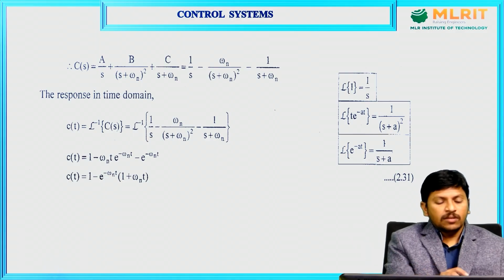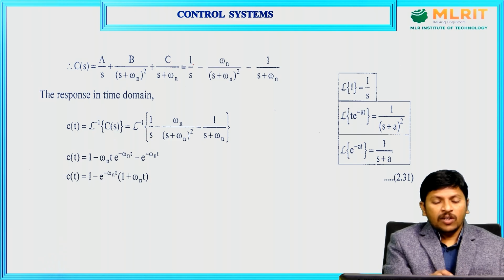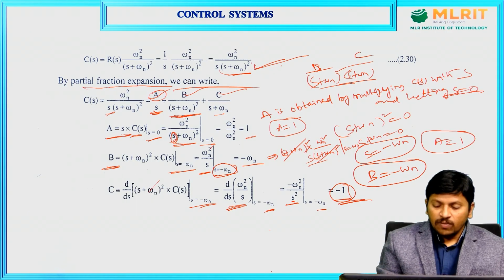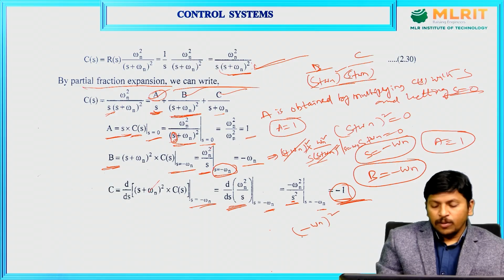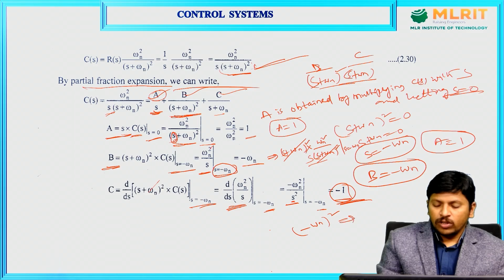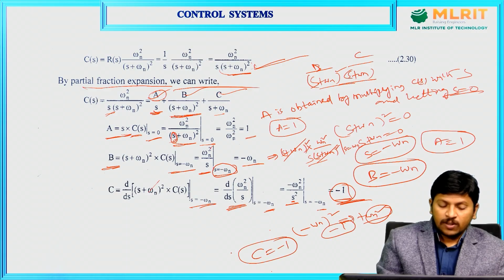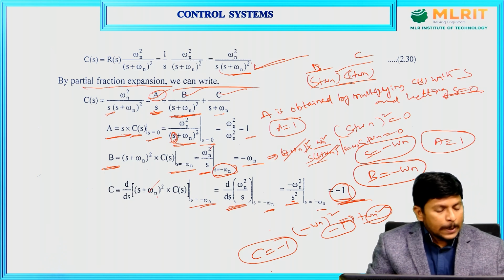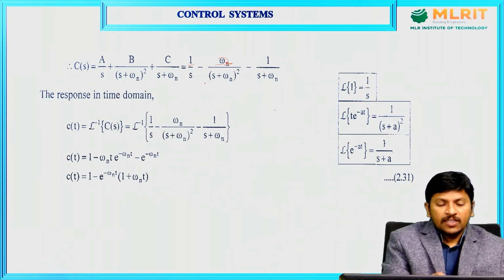See here, A by S plus B by, C by here, A equals to 1, B equals to minus omega n. So C equals to minus 1. Okay now, minus 1 here, minus omega n whole square. So this term is going to be plus omega n square. So omega n square and omega n square get cancelled. So minus 1 you are going to get. So C equals to minus 1.